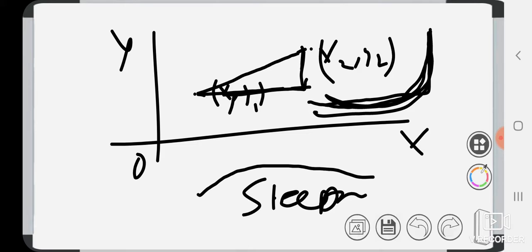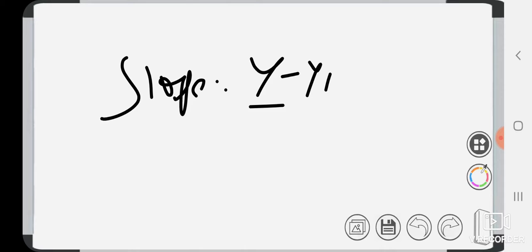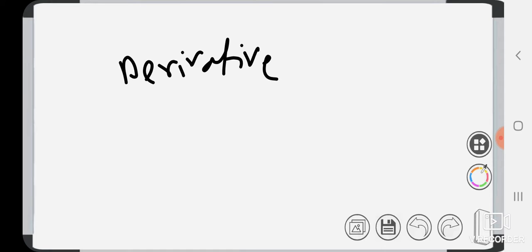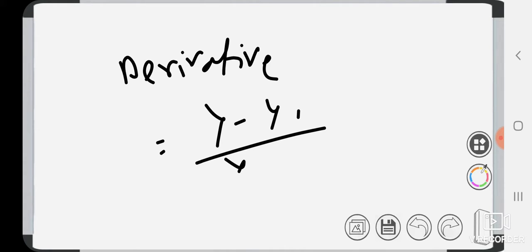If you are not understanding, I will make another video on slope and then come to understand this, right? So slope is just, remember that this is the change in y-axis divided by change in x-axis, right? So now in the next topic, what is derivative? This is also the change in y-axis divided by the change in x-axis.